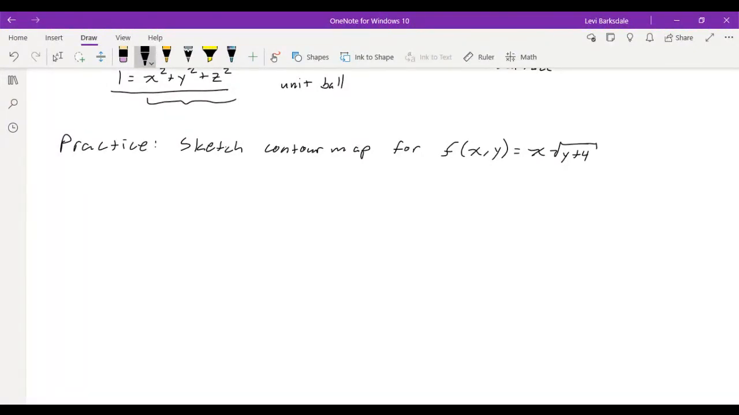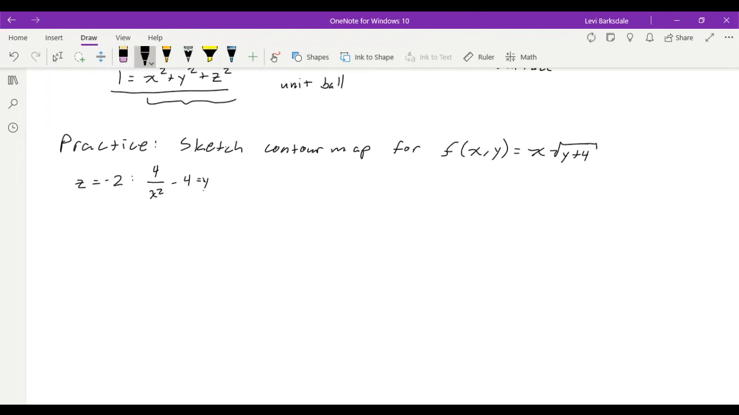Let's see, we'll just start coming up with some contour, some various level surfaces for level curves for just various z values here. When we let z equal -2, that tells us that -2 is equal to x times the square root of y plus 4. If we rearrange, we get 4 over x squared minus 4 is equal to y.